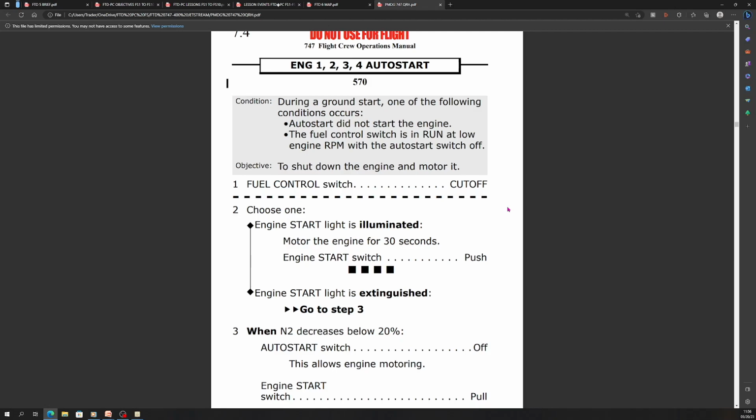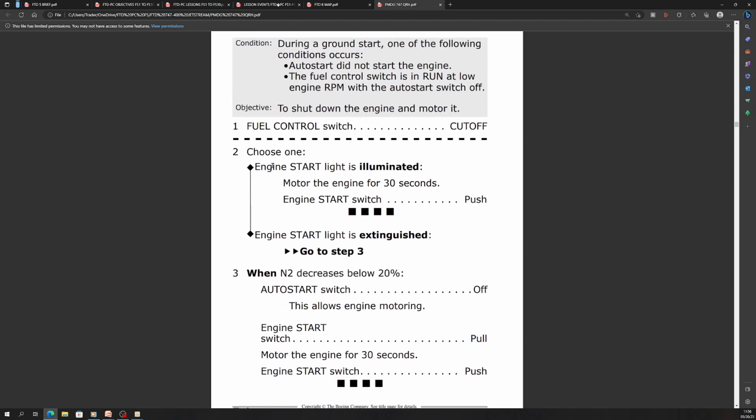So fuel control switch number 1, cut off. And we would have already done that because that's the memory item. Anything above the dashed line is a memory item. Anything below it are the procedural steps after you do the memory item. So in this case, we go fuel control switch number 1, cut off. We'd still read it if the FO is doing this and the captain had called for the checklist. He would still read this, but that's been done. And then it would be choose one.